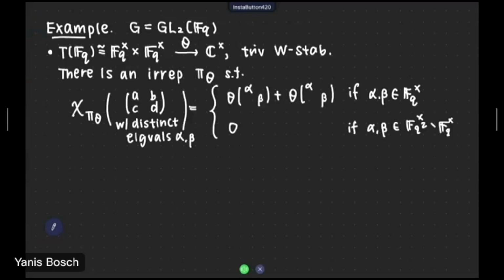So this says that if I take A, B, C, D with distinct eigenvalues, alpha and beta, then the character formula at these very special elements, these are called regular semi-simple elements, is given by an averaging over theta. So it's quite a simple formula, right? This is like theta plus W theta. So this is an averaging. And it's 0 if your eigenvalues were not in FQ star. So basically this says that you take something with distinct eigenvalues, either you're allowed to evaluate your character at those eigenvalues or you're not. If you're not, character is 0.